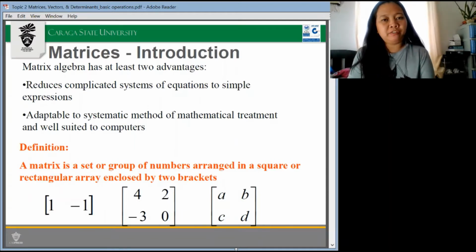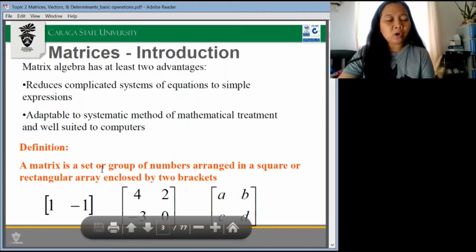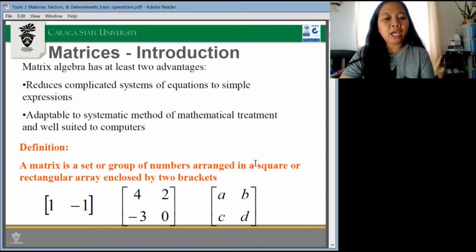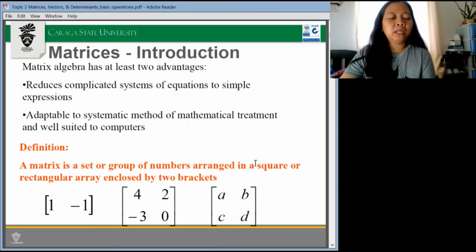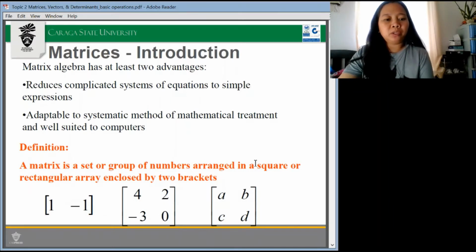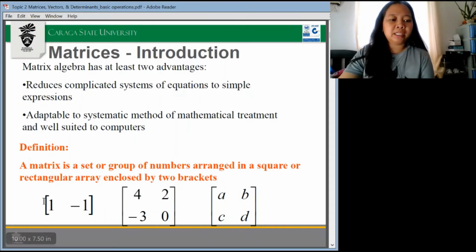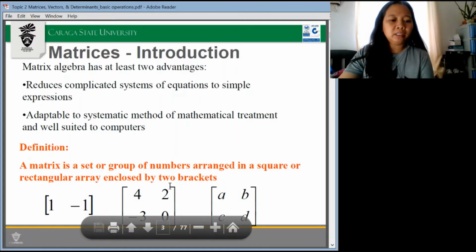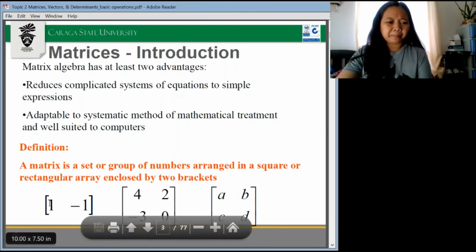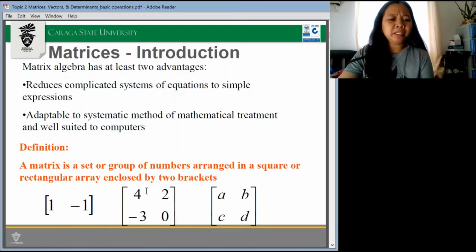The basic definition of a matrix is a set or group of numbers arranged in a square or rectangular array enclosed by two brackets. So basically, a matrix will look like this. This one, this is a 1 by 2 matrix, a 2 by 2.